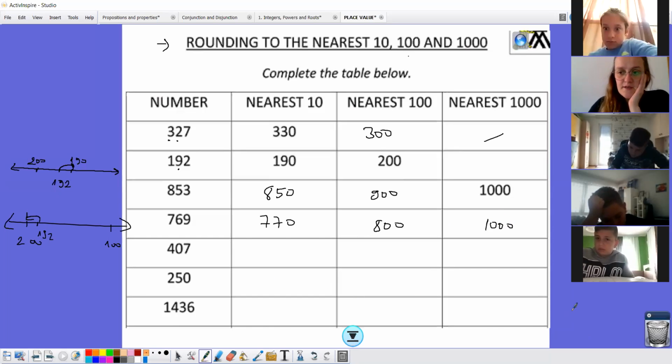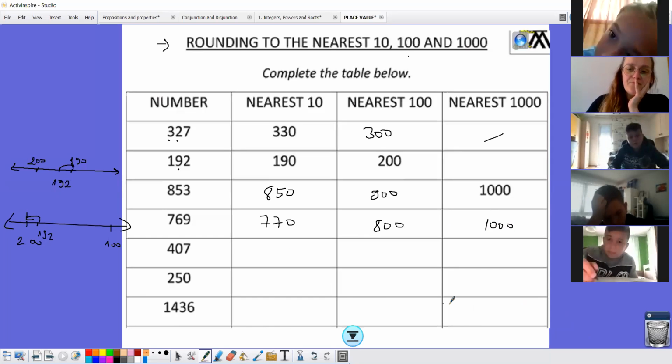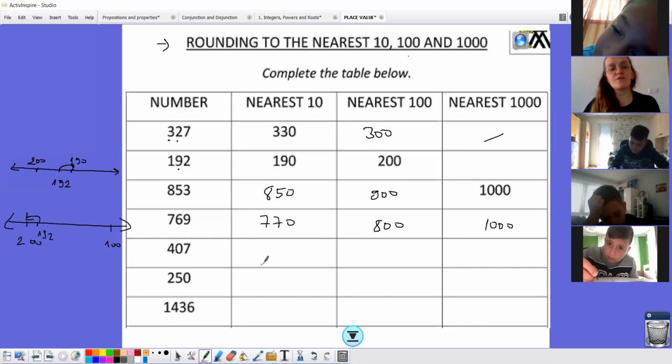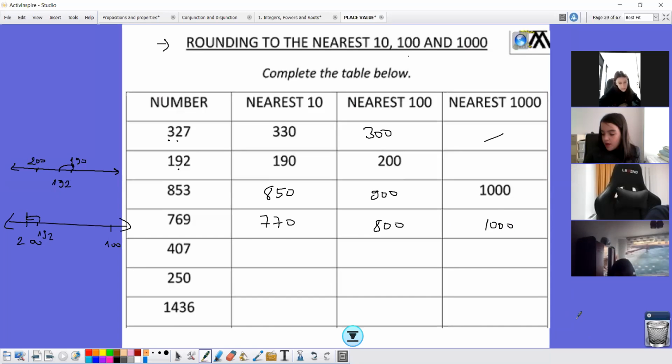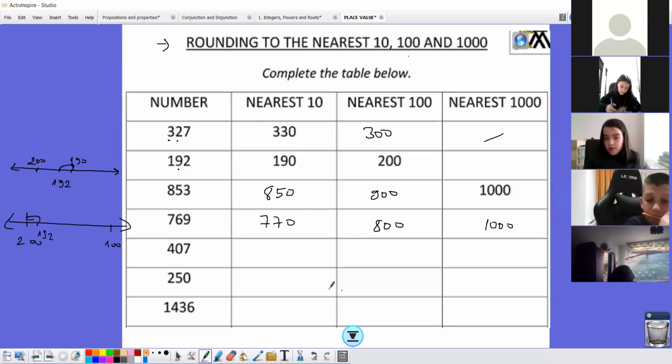And from the girls, Eliza? If we round this one to the nearest 10, what will it be? Eliza, are you here? Eliza is answering. 410, it will be. Nearest 100? It will be 400.